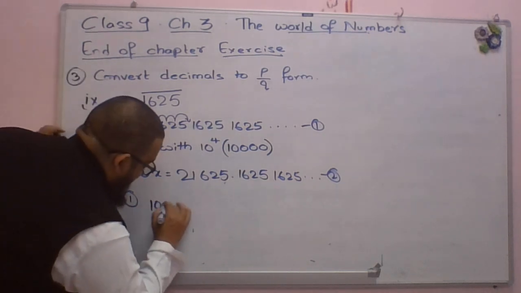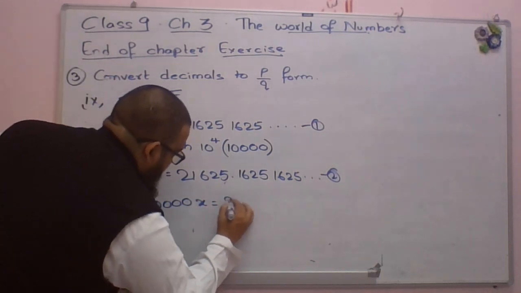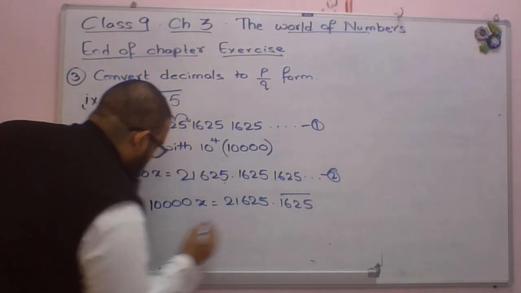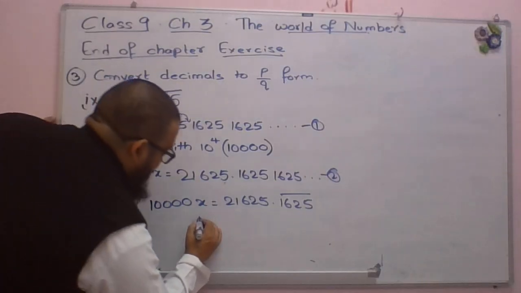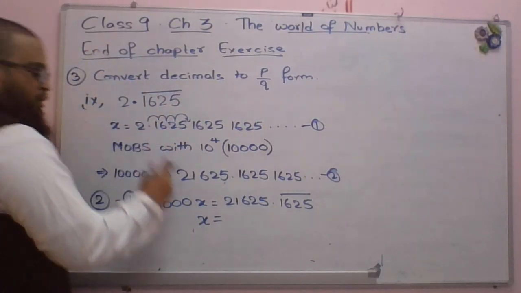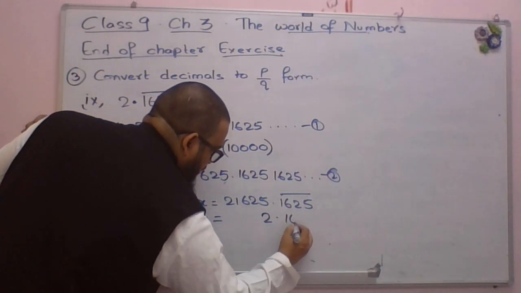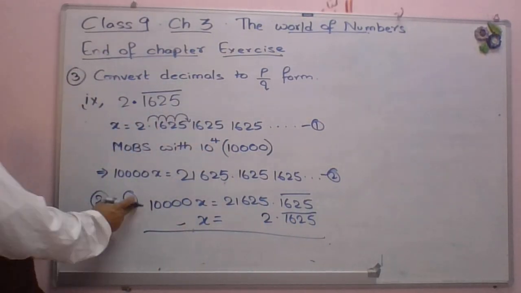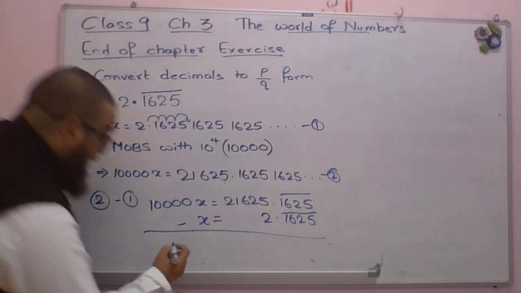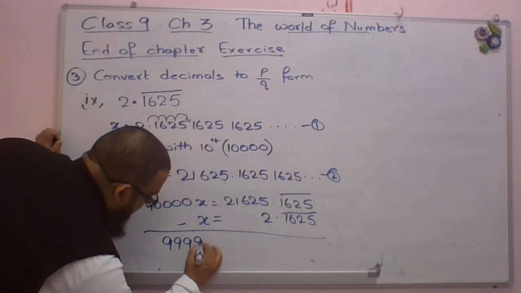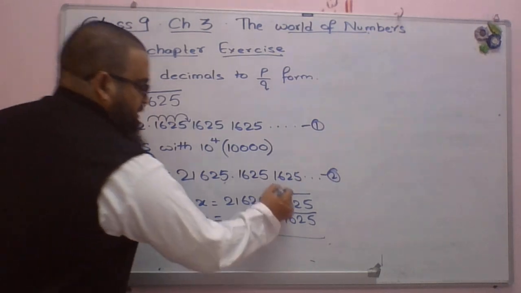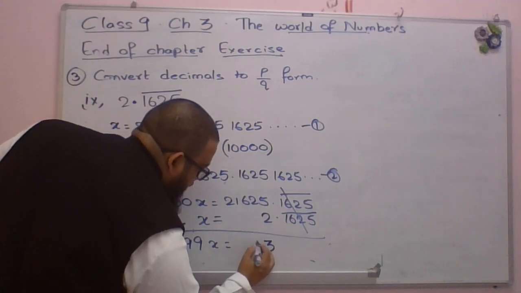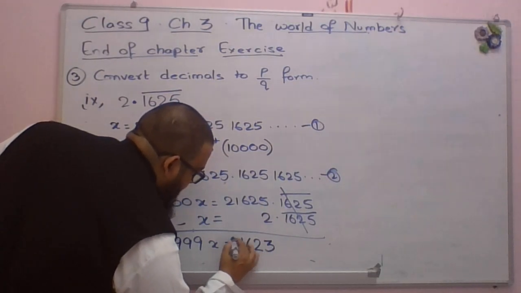So 10,000x equals 21,625.1625 bar. And what is the first equation? x. So x is equal to 2 point, so I have to write from here 2.1625 bar. Now when I subtract, what happens? 10,000 minus 1x, 9,999x is equal to, this decimal part will be cancelled. So 5 minus 2 is 3, 2, 6, 1, 2.